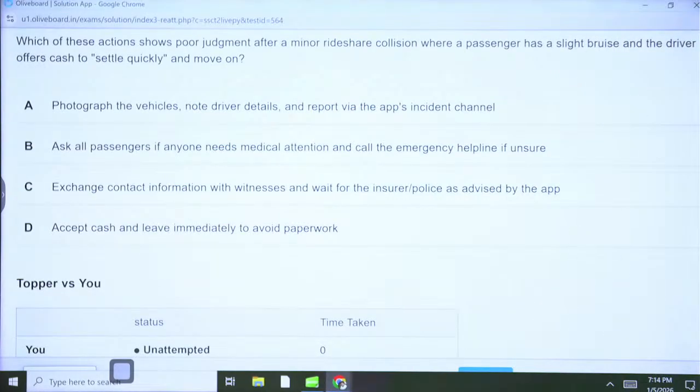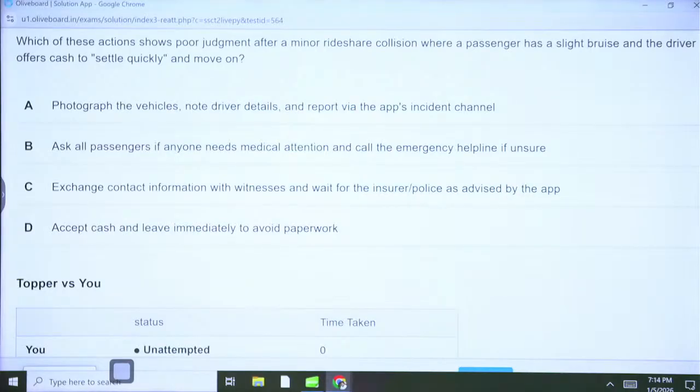Okay, this is also a good one. See, there's a tendency for you to give the incorrect answer. Which of these actions show poor judgment, not good judgment, regularly? Which of these actions shows poor judgment after a minor ride-share collision where a passenger has a slight bruise and the driver offers cash to settle quickly and move on?